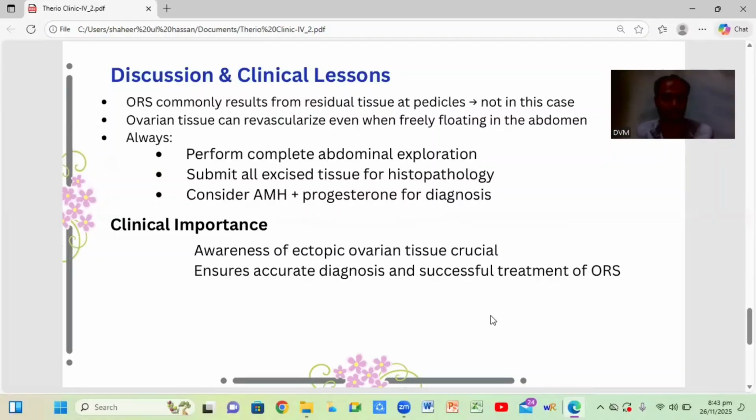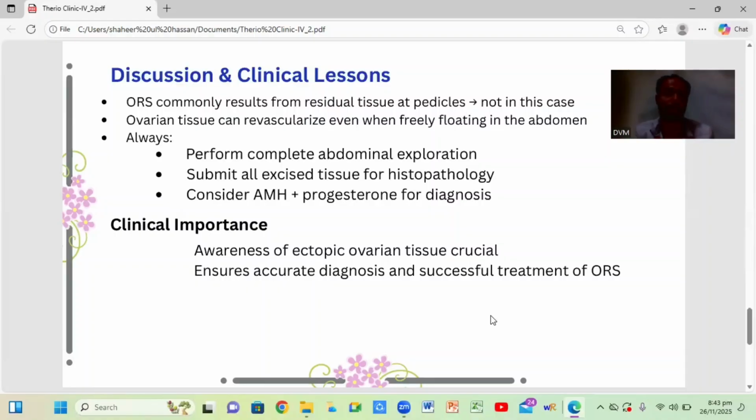Discussion and clinical lessons told us that ORS, ovarian remnant syndrome, commonly results from residual tissue at the pedicel, which was not the case here. Ovarian tissue can revascularize even when freely floating in the abdomen. Three points were noted: perform complete abdominal exploration, submit all excised tissue for histopathology, and consider AMH plus progesterone for diagnosis.